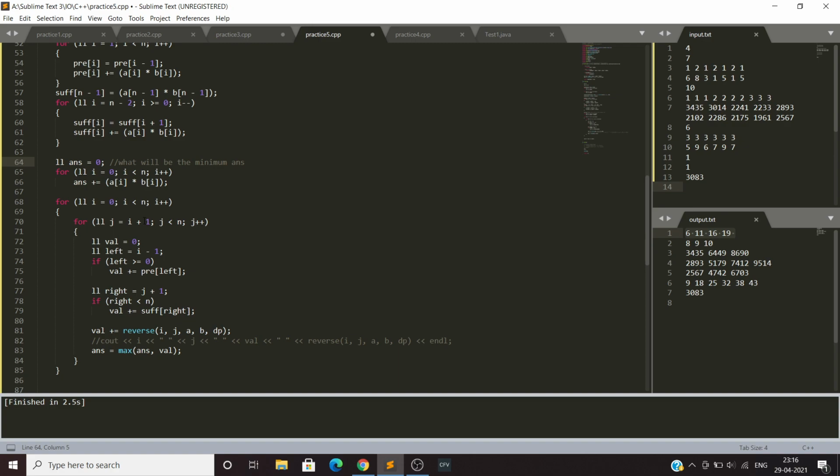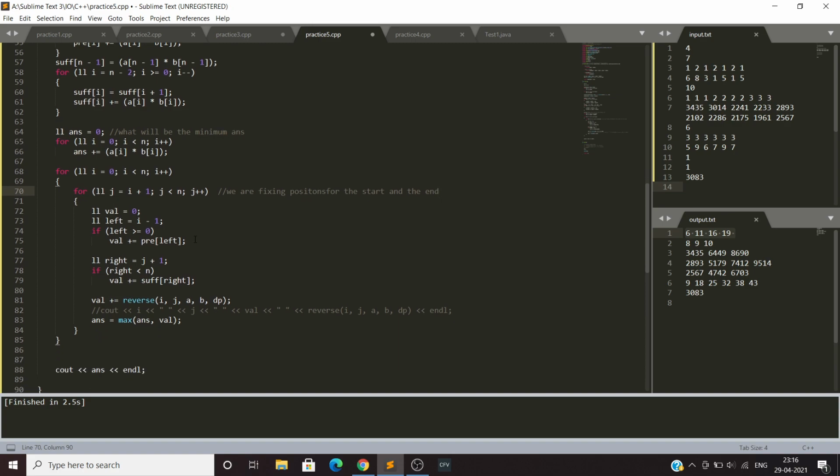What we can do is, for every i and j, fix the position for the starting and the ending point of the subarray that we want to reverse. So what about the rest? We are not changing anything to the left and the right of the start and the end.